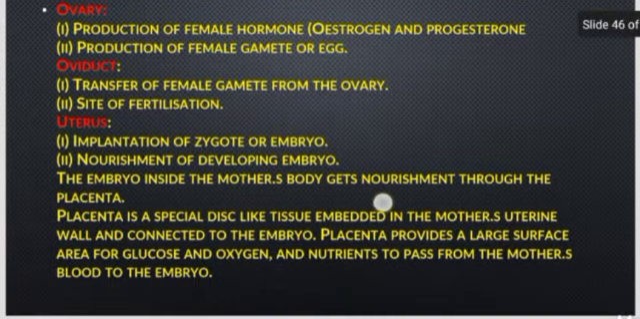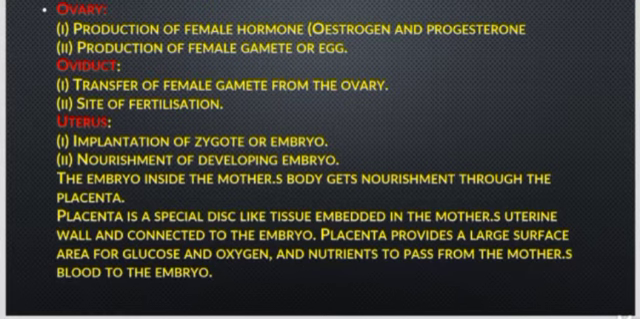And the third one is the uterus. The uterus helps in the implantation of the zygote or the embryo. After the fertilization, the zygote moves and slowly reaches the wall of the uterus, and slowly it gets stuck to the walls of the uterus. That is called implantation of the zygote. After implantation, the uterus provides all the nourishment to the developing embryo.